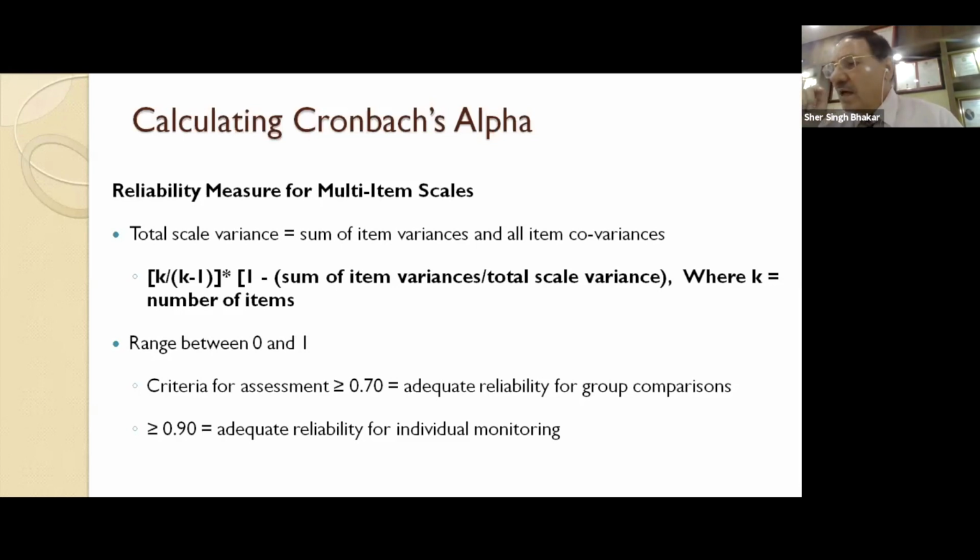That means data collected from an individual should be greater. Individual means one individual, and data is collected multiple times. The reliability should be 0.9 and above. So 0.7 is adequate reliability. That means an instrument can be considered reliable if your reliability is greater than 0.7.